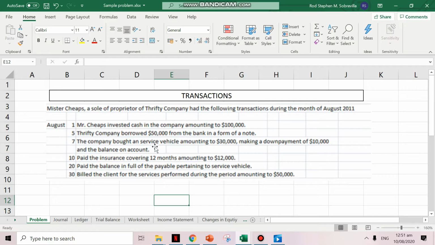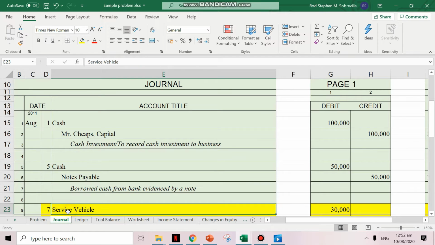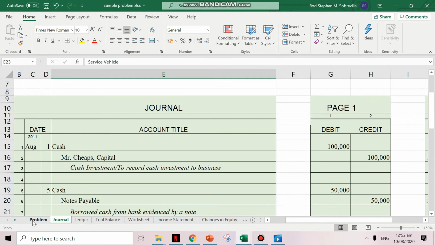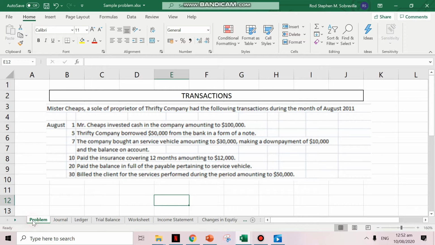But, service vehicle. Service vehicle is an asset. And then 30,000. So, nagkaroon tayo ng service vehicle na nagkakahalaga ng $30,000. So, that is an increase. An increase in an asset under DEA is debit. So, yan. Debit. By the way, dito, papakita ko sa inyo yung difference between the compound journal entry and single journal entry. So, una muna is single journal entry muna tayo para maintindihan nyo ng ayos. Saka natin i-compound.